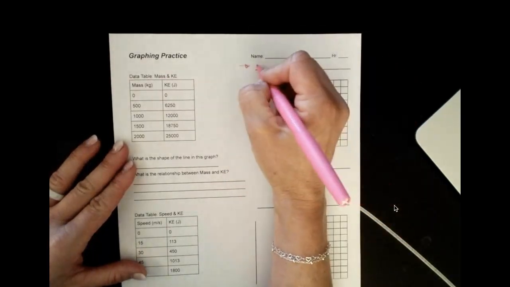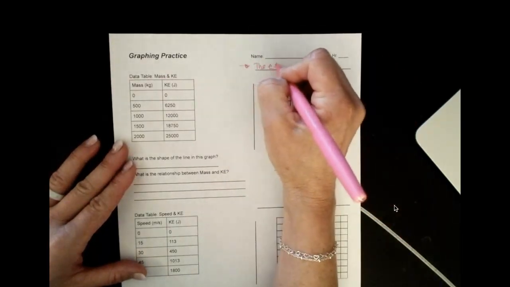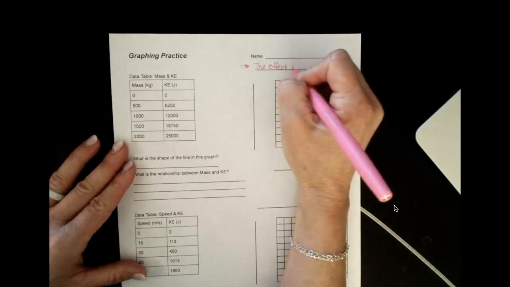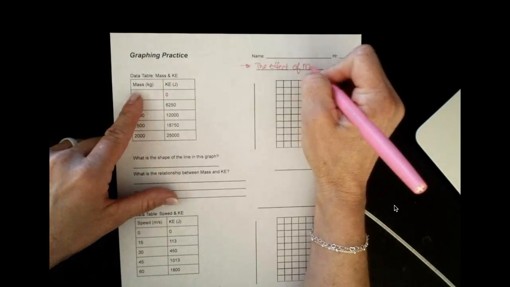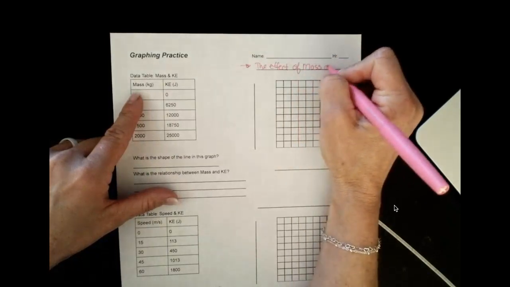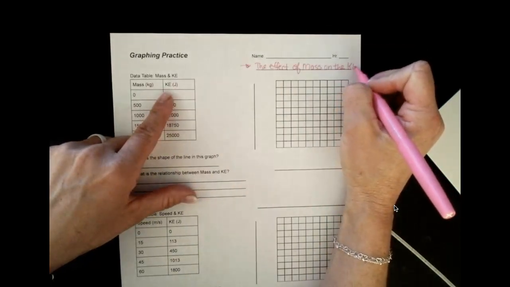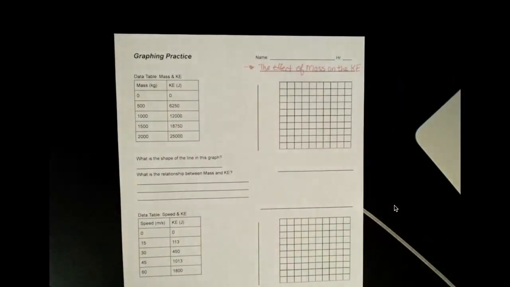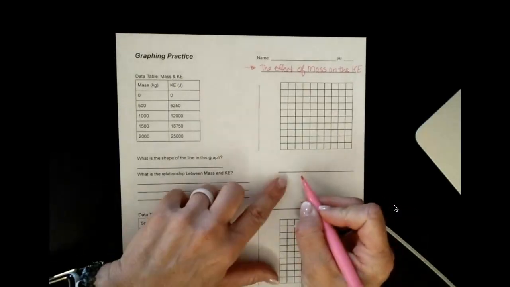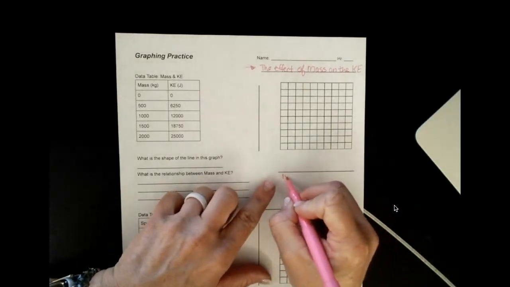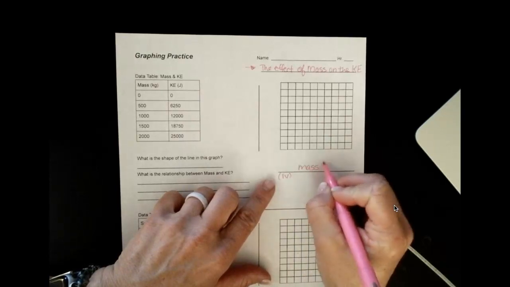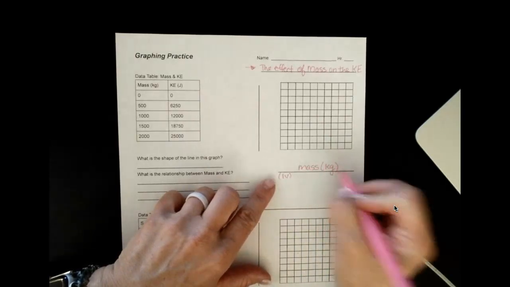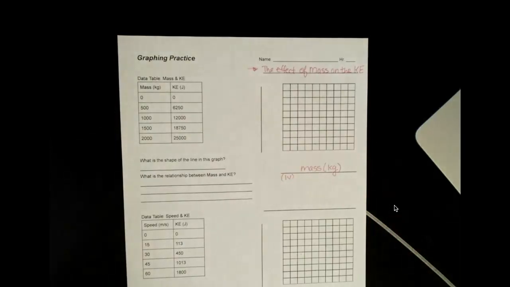The title is the effect of, as you can see right here, mass. So it's going to be the effect of mass on the kinetic energy, KE. That is our title. We are going to label the x-axis with our independent variable, which will be mass, and it was measured in kilograms. Always have to include the unit.